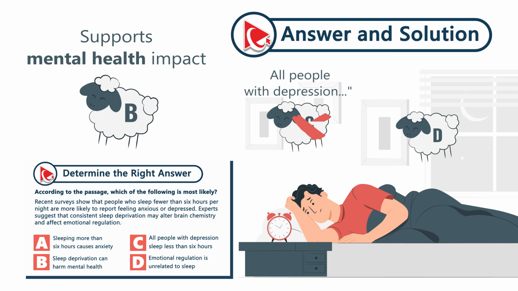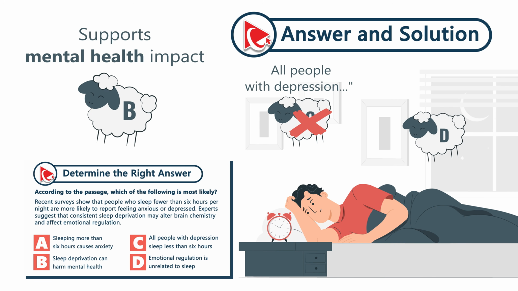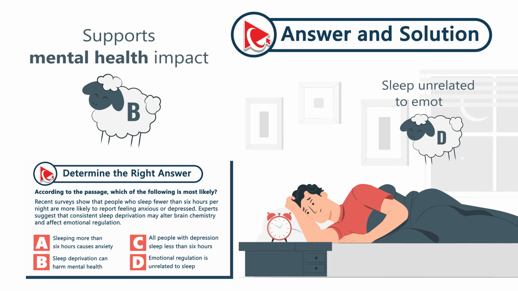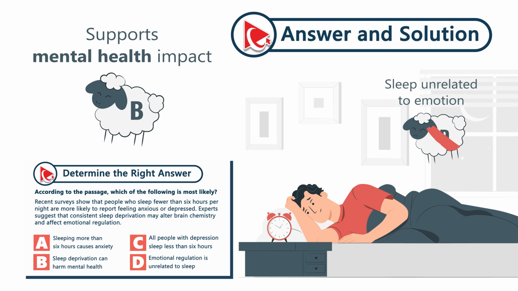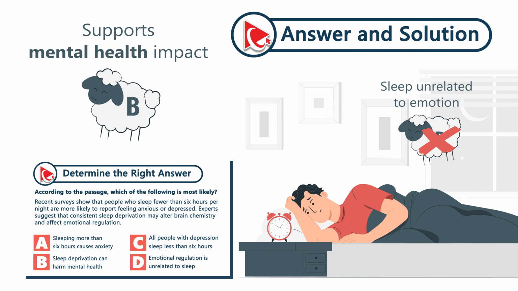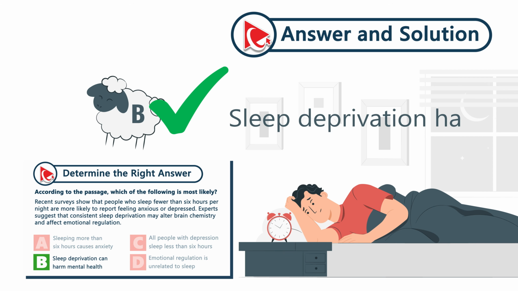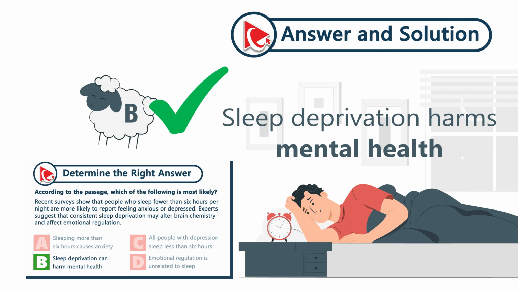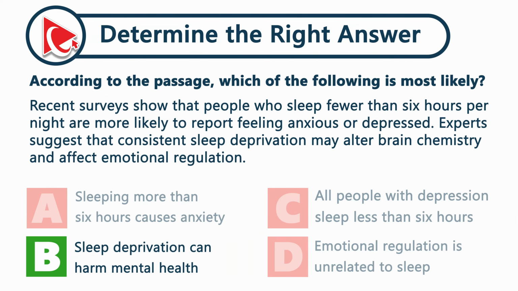C goes too far. All people is an exaggeration not supported by the passage. D contradicts the text. It clearly connects emotional regulation with sleep. So the best answer? Choice B, sleep deprivation can harm mental health. It is directly supported by the facts in the passage. Always remember, reading comprehension is all about evidence, not assumptions.